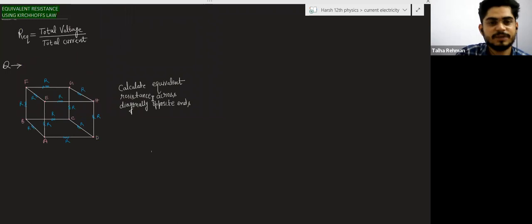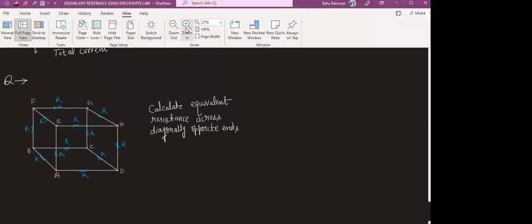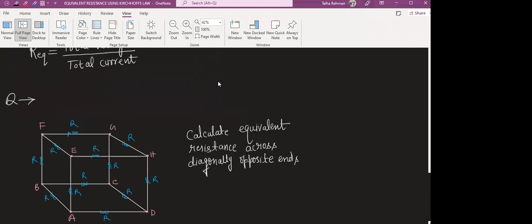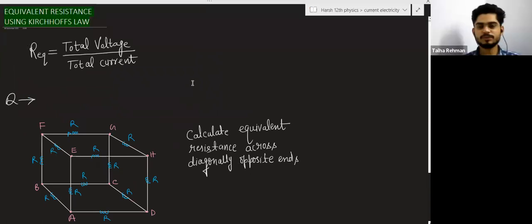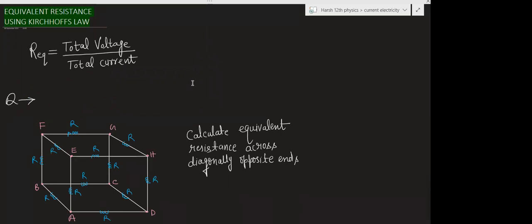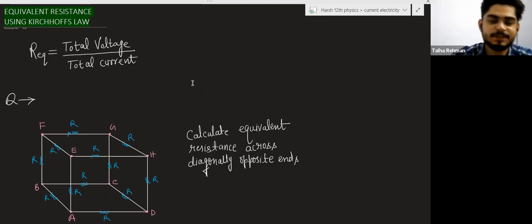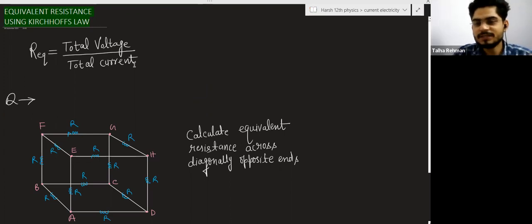This is the question that we have to solve. Calculate the equivalent resistance across diagonally opposite ends. The question is looking complicated, na? It is not complicated, it is a very easy question. The topic is equivalent resistance using Kirchhoff's law. Just write the heading: equivalent resistance using Kirchhoff's law.